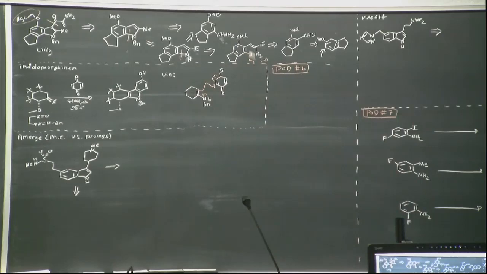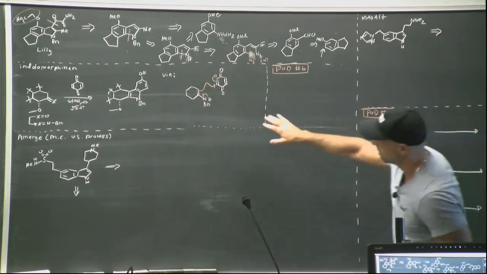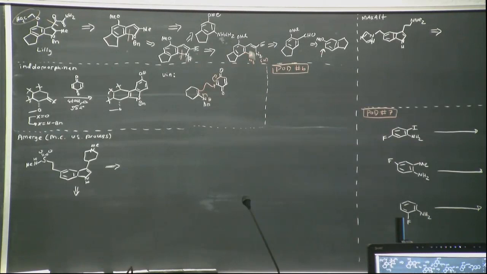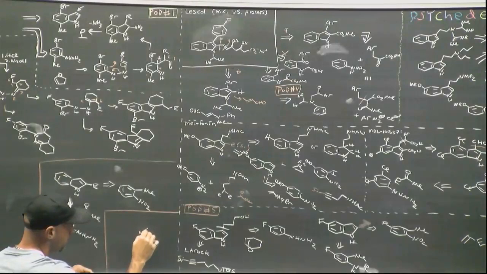And then if we take the Nenitzescu disconnection and go all the way back over here to melatonin, we have strategically carved out room on the board for it right here. And this would require what people usually do to stabilize that enamine, which is you put some ester group here.